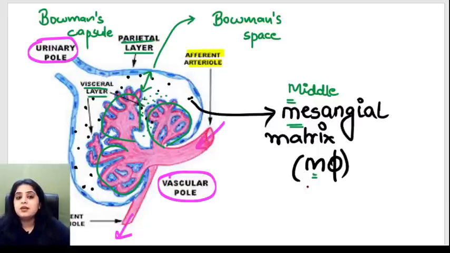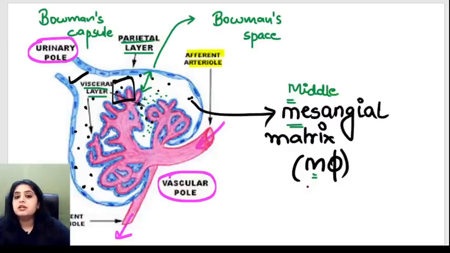Having said that, where exactly does the urine formation occur? If I have to pinpoint that area, it is at the junction of the blue and the pink. What is the blue layer? The blue layer is the visceral layer. And what is the reddish pink thing? That is the capillaries. So what is this known as? This is known as the filtration membrane.